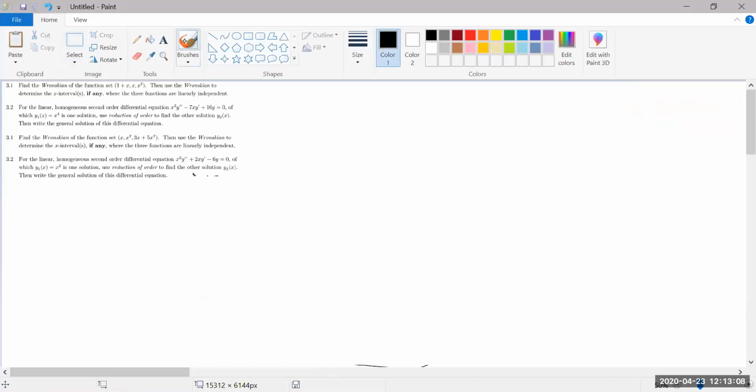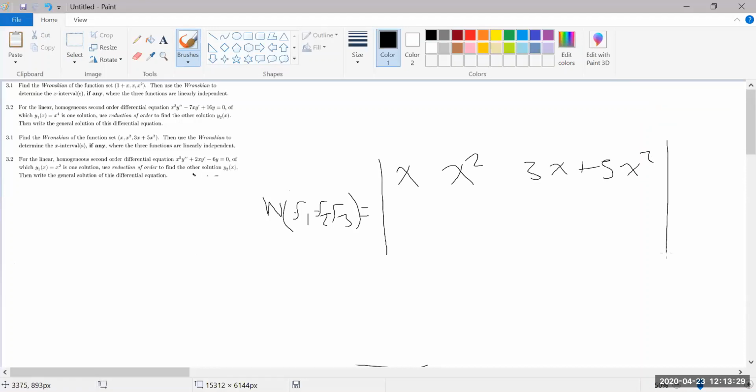Okay, so let's start on 3.1b. Again, it is a Wronskian. I'm just going to write f1, f2, f3, the Wronskian of those functions: x squared, 3x, plus 5x squared. Okay, again, we're just going to take the derivatives going down. x goes to 1 and then to 0, x squared goes to 2x, 2, and 3x plus 5x squared goes to 3 plus 10x, then 10.